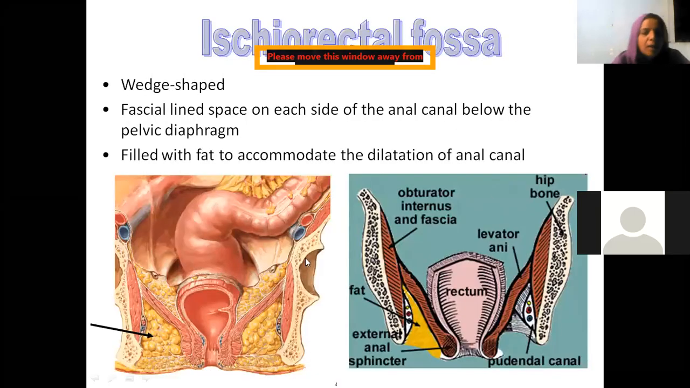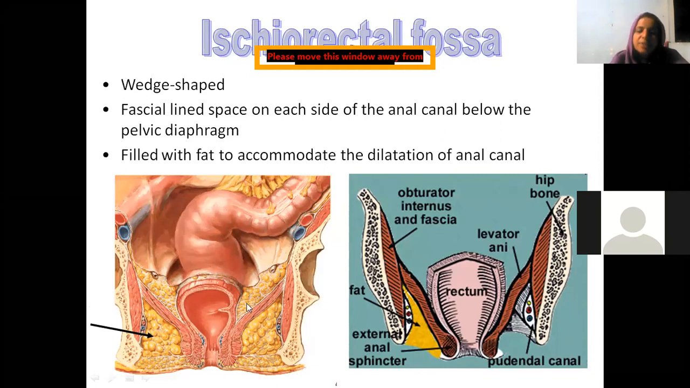We already did. See, what is ischiorectal fossa? Let's understand first. See, this is sigmoid colon, right? So after sigmoid colon, we have rectum, which is straight, okay, and below the rectum we have anal canal. So on either side of the anal canal, a lot of fat is there. So this fat filled area on either side of rectum and anal canal is called ischiorectal fossa.